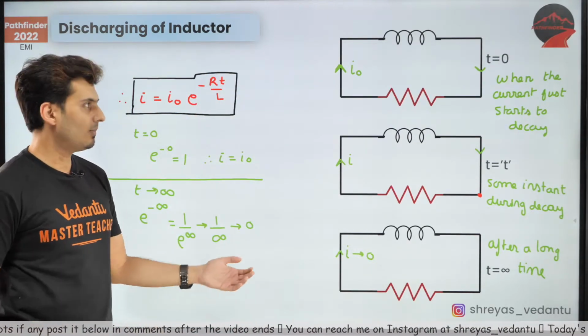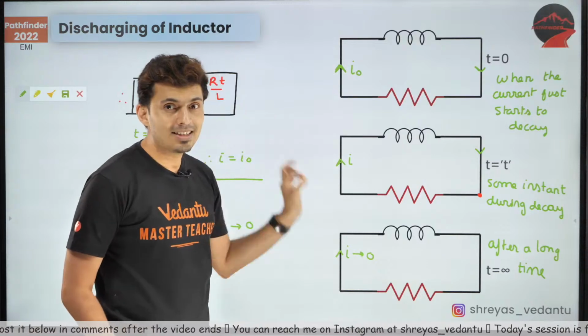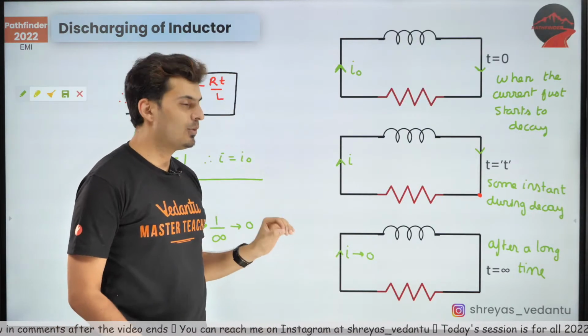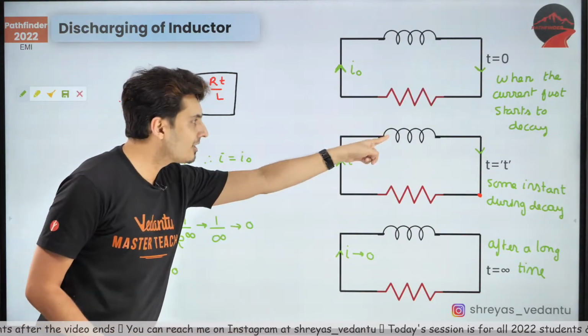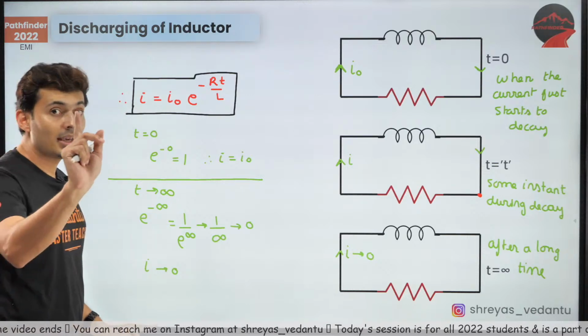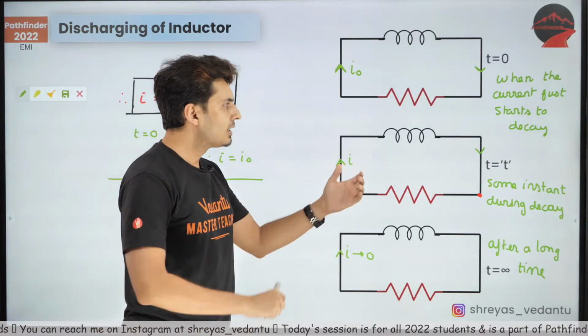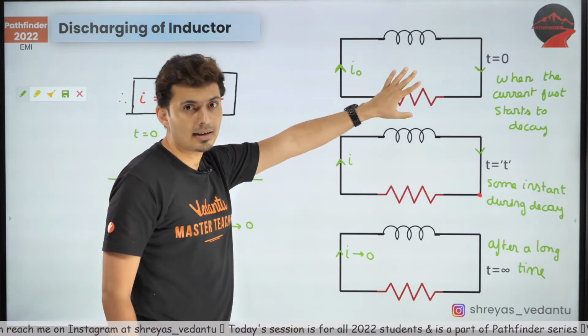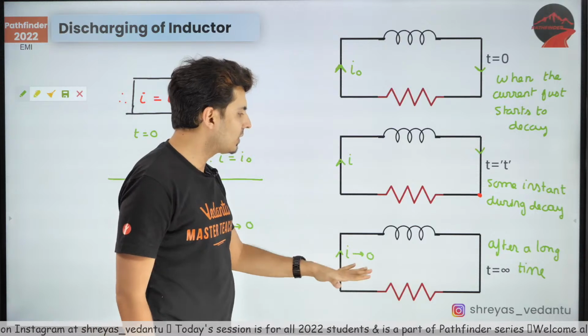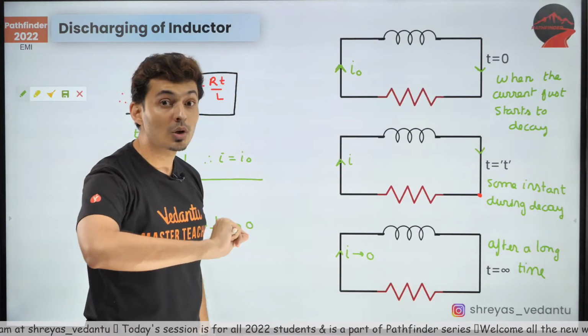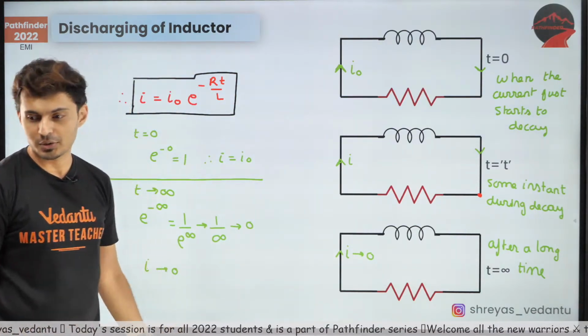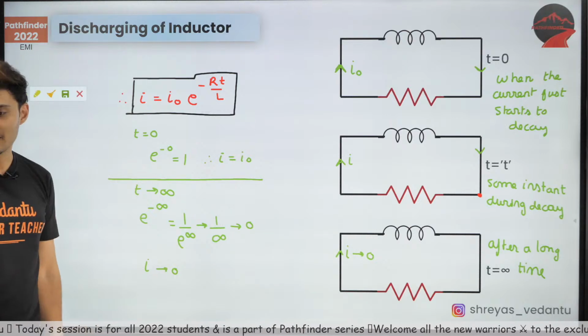So after a long time, the current will not vanish instantly. It takes a long time for the current to vanish. That's the job of the inductor. If the inductor was not there, the moment you turn on the circuit, you will see the current will go to 0 instantly because there is no resistance to change. I hope this is clear.